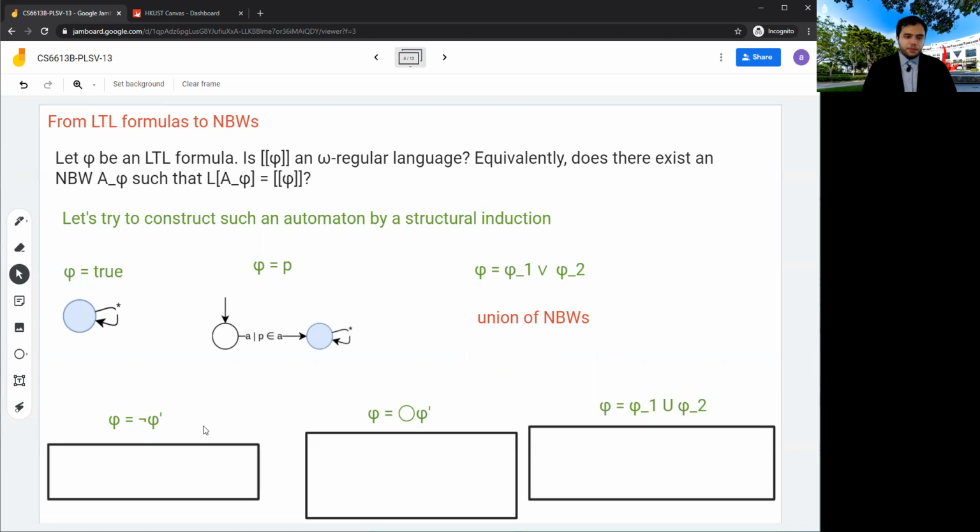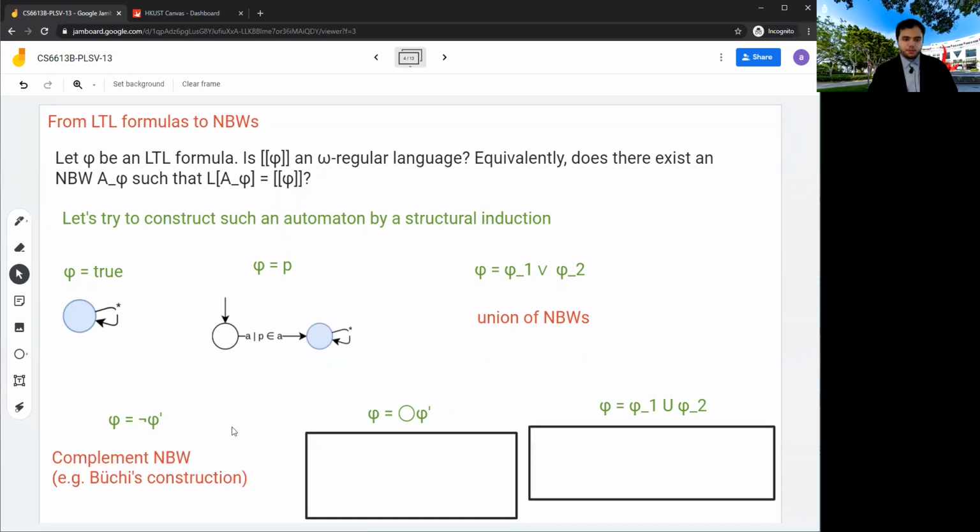And something very similar actually happens with negation. So if my formula phi is the negation of some other formula phi prime, we saw several sessions back how we can actually compute the complement of a non-deterministic Büchi automaton. This was Büchi's construction. So you can just take the non-deterministic Büchi automaton that you have for phi prime and just complement it.